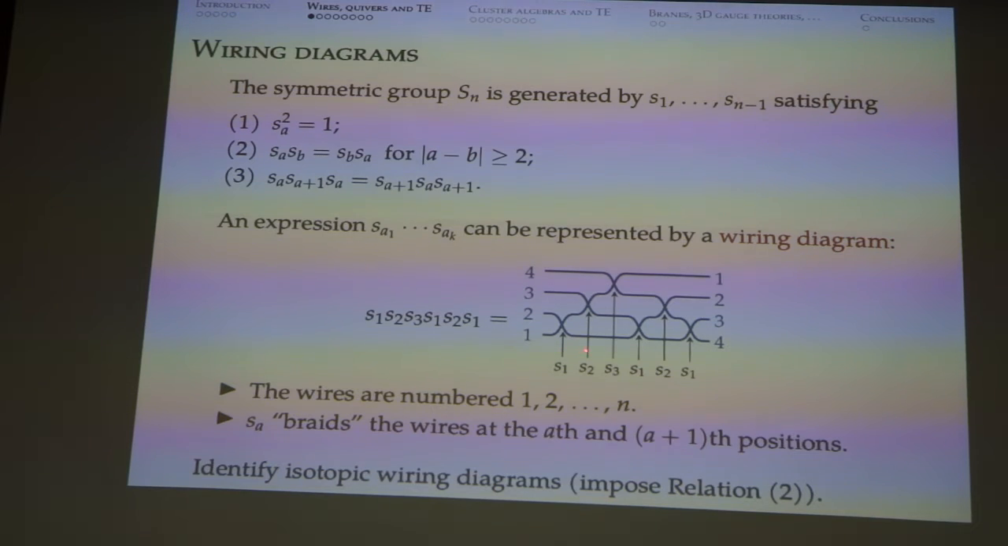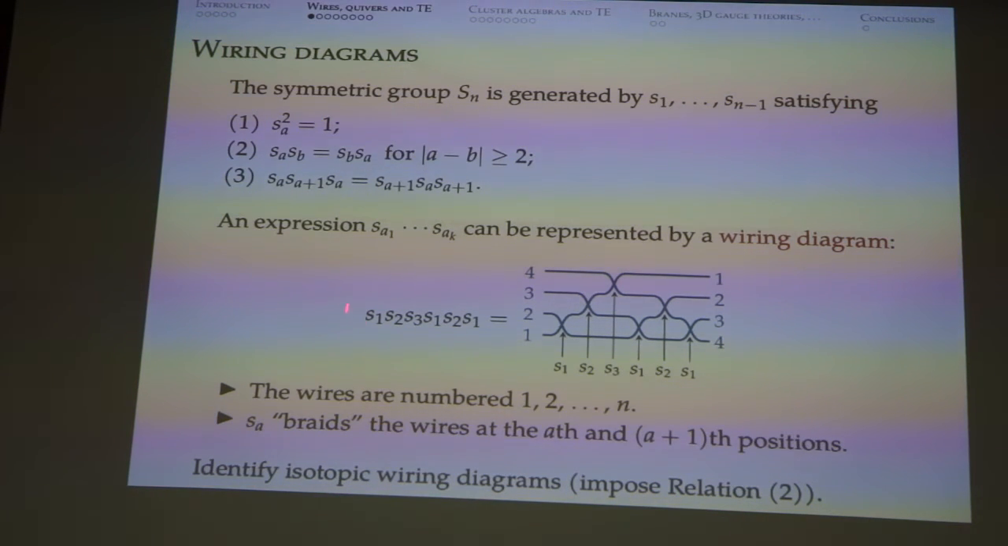So here, I have 4 wires, so I'm considering this expression of transpositions for S4, so n is 4. And so when n is 4, I introduce 4 wires. Wires are these blue lines, blue curves. Okay? And then you read this expression from left to right.